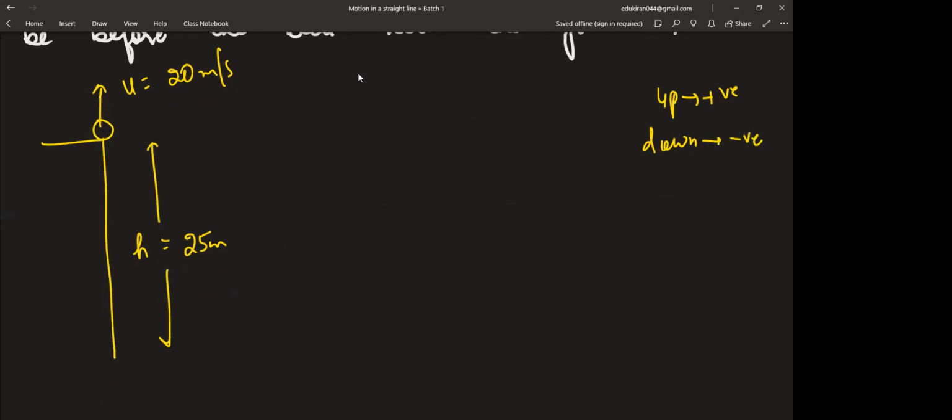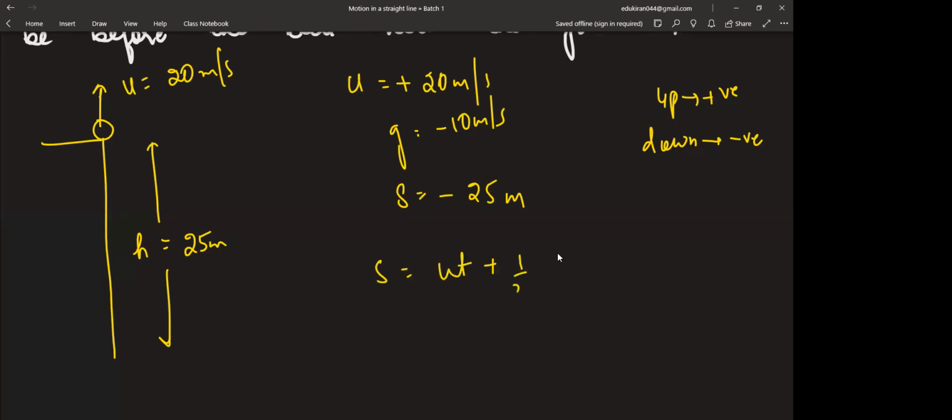Now, what is the initial velocity? Initial velocity is acting upwards, so it is 20 meter per second. g is acceleration due to gravity. It is minus 10 meter per second square. I'm taking 10 just to ease my calculation. Height is also downwards, as the ball is coming downwards. So height will also be minus 25 meters. Now you use the equation s is equal to ut plus half at squared. Look, class, this will be minus 25 is equal to 20t minus 10 by 2 into t squared.